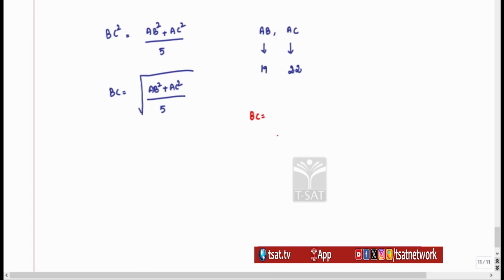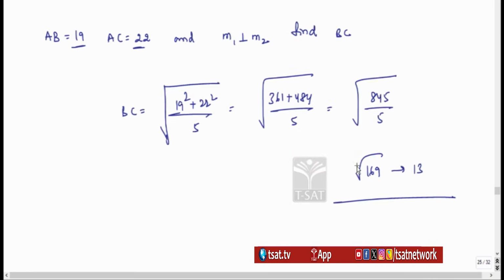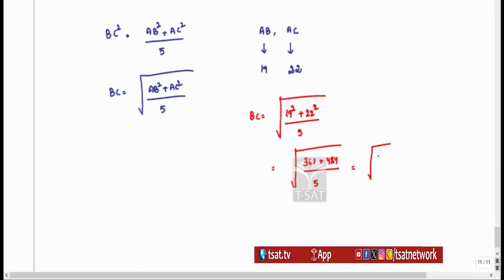BC is equal to the square root of (19 square plus 22 square) divided by 5. 19 square is equal to 361, 22 square is 484. 845 divided by 5 is 169, under root of which is equal to 13.